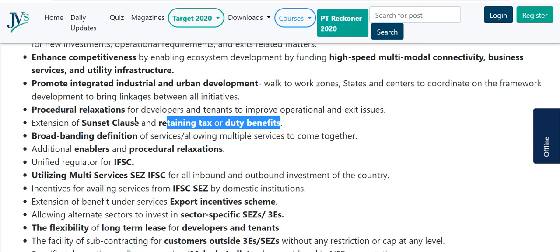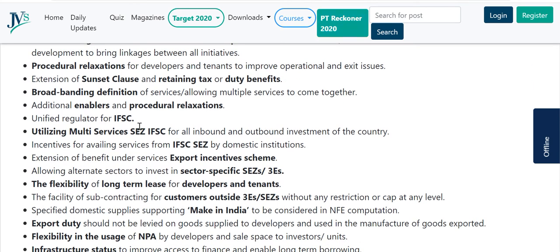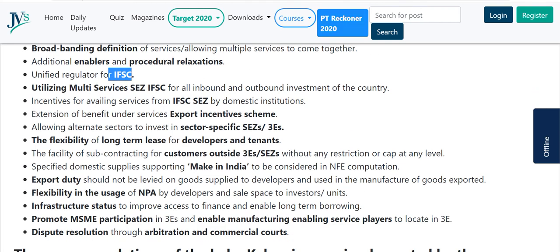For developers and tenants, in order to improve their operation and exit issues, there should be procedural relaxations. And the definition should be broadened so that different services can work under the same roof, under one SEZ. And there should be a unified regulator for IFSC, utilizing multi-services SEZ. IFSC is the International Financial Service Center, for all kinds of investment of the country.